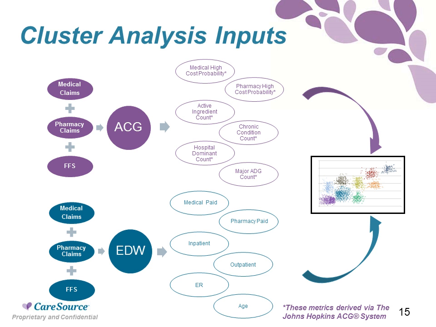And then major ADG count. Major ADG is actually a representation, again, defined within the Hopkins software system, of major diseases that it tracks, and so that's a count that's actually happening inside of that software product.